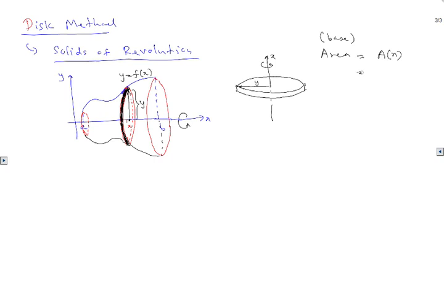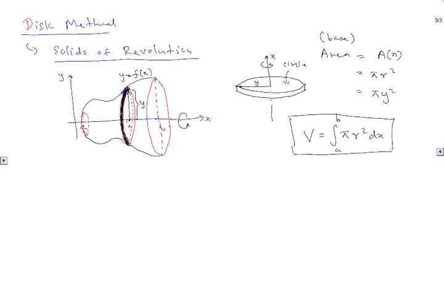This is a circle, so the area is simply pi r squared. But in this case it is pi y squared. So we have a slightly different formula now: V equals the integral from a to b of pi r squared, and you integrate along the x direction, so it becomes a dx problem. R is the radius. So that's the new formula.